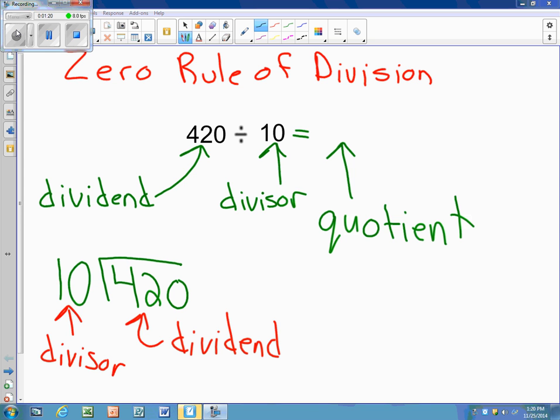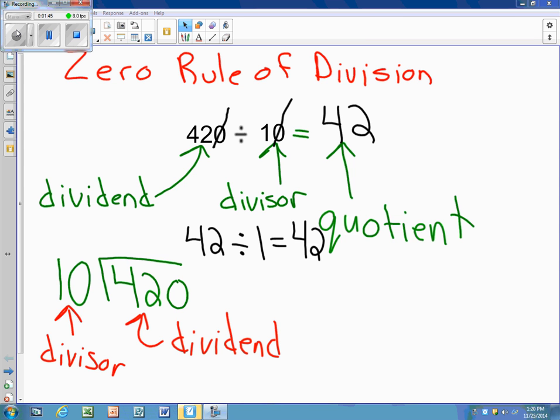Just like in multiplication, we can cross off numbers that are zeros. So the first thing we ask ourselves is how many zeros are in the divisor? There's 1 zero in the divisor, so that means I can cross off one number in the dividend. And now my new problem is 42 divided by 1. And 42 divided by 1 is 42. So my answer is 42. In division, I do not put zeros back in. It was in multiplication that I was doing that, not in division.